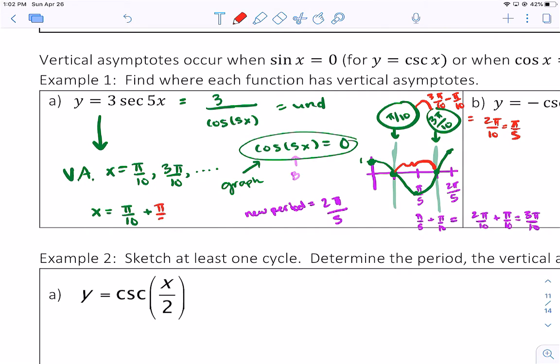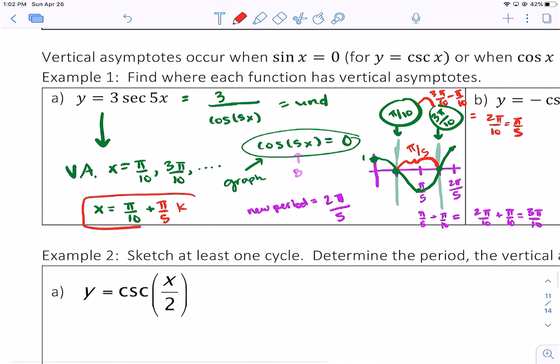So that's how I have pi fifths times k. Again, it's always just the difference between them times k. So this would be the equation of the vertical asymptotes. So the vertical asymptotes occur in that way.